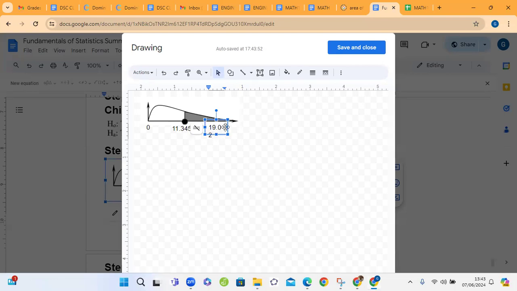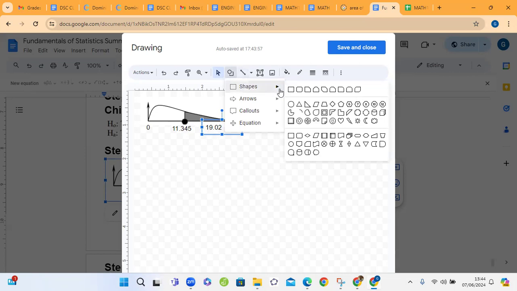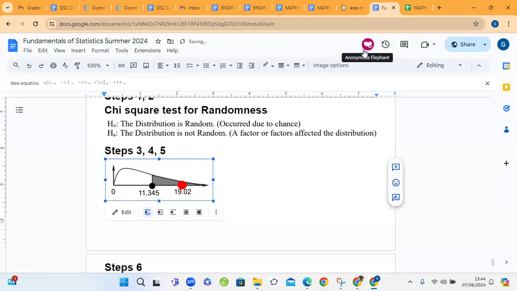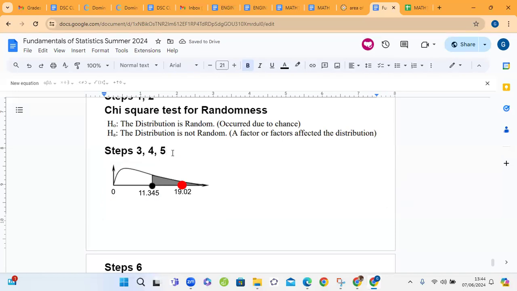19.02. Let's create a point to demark where our test statistic has landed, anywhere on the right side of 11. So we move on to step number 8. That's step number 7.